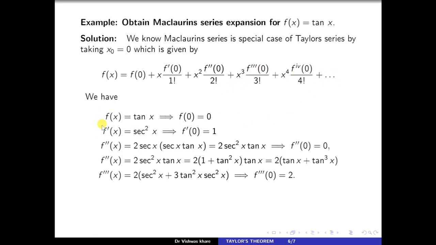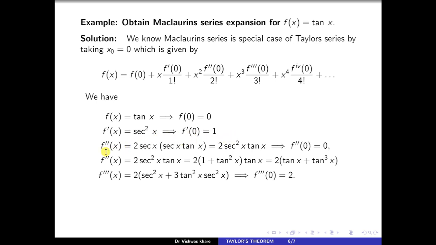We need these values: f(0), f'(0), f''(0), f'''(0), f fourth at 0. So we need this calculation. For that purpose, let us start with f(x) is equal to tan x. So the value of f(0) is equal to 0 because tan 0 is 0. Now find the derivative. f'(x), the derivative of tan x, is sec square x. So f'(0) is equal to 1.